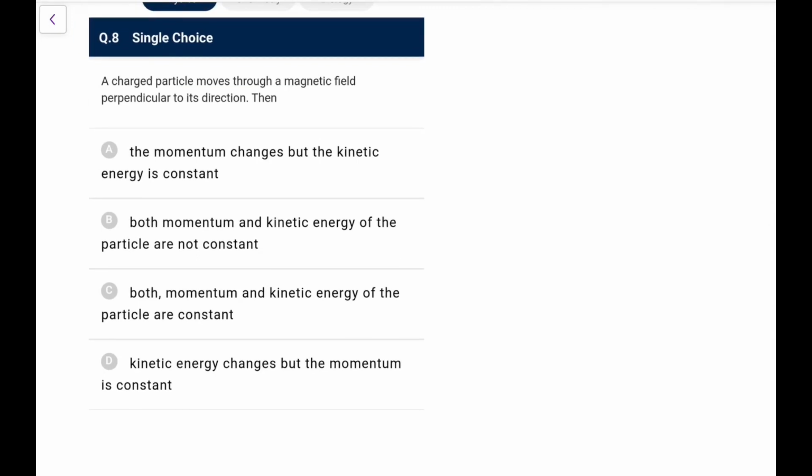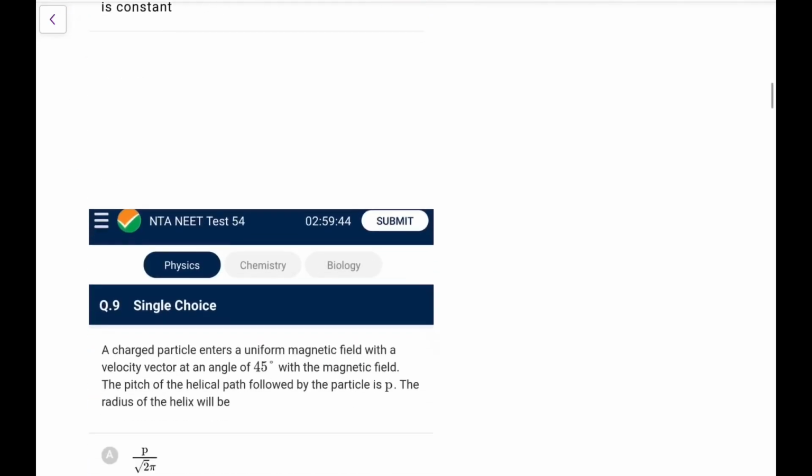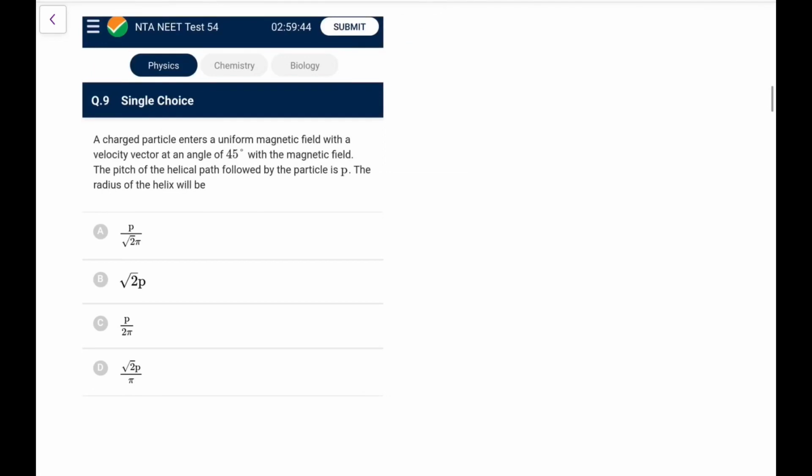Now a charged particle moves through a magnetic field normal to its direction. This is again a repetition, you know, the magnetic field can change momentum, can change velocity, but cannot change the kinetic energy or the speed of the particle. So momentum changes, but the kinetic energy is constant. This is the most easy question. You must have done this question many a times.